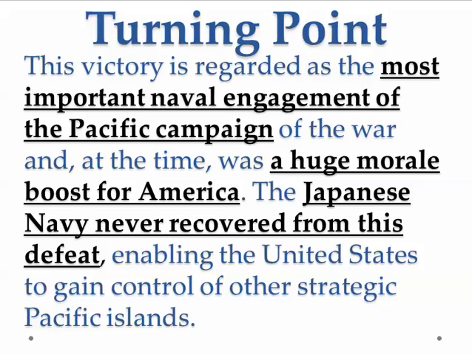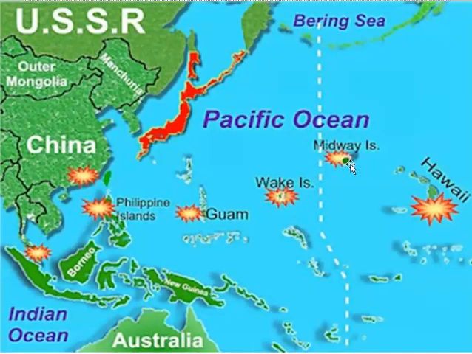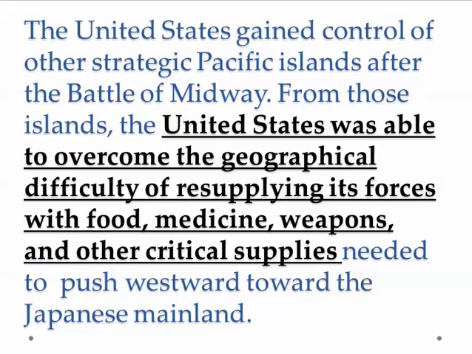But Japan is never going to recover from its loss and defeat at Midway. And that's going to enable the United States to get control of these other strategic islands where it can hop all the way back from Midway, Wake, Guam, Philippines, all the way back to Japan. So that's one of the reasons it's an important turning point. The United States gained control of these other Pacific islands. The United States is able to overcome the geographic difficulty of resupplying its forces within the Pacific Ocean with food, medicine, weapons, and other critical supplies needed to push westward toward the Japanese mainland.